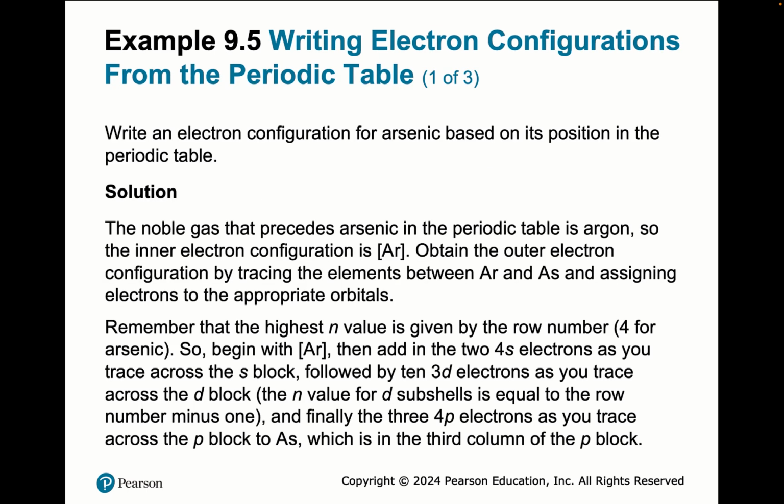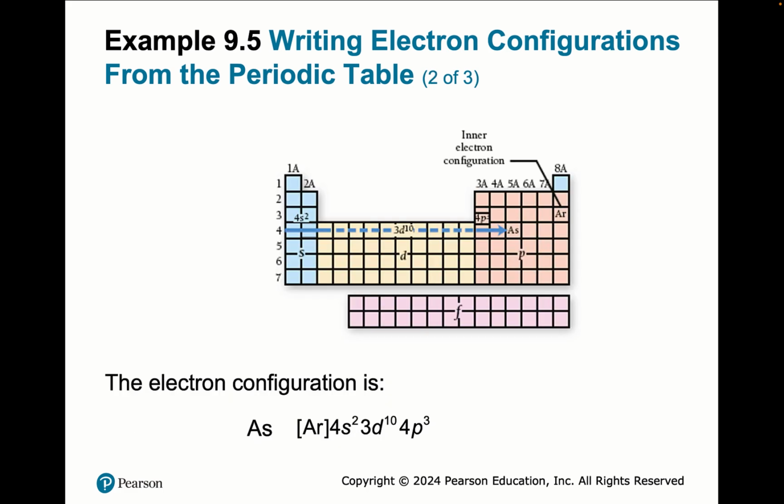So we can write electrons from the periodic table, and this is an easier way to do it. Now, mind you, there are exceptions to this rule, especially in the transition metals, the d block, and the f block, the lanthanides and actinides. But this is the general rule.